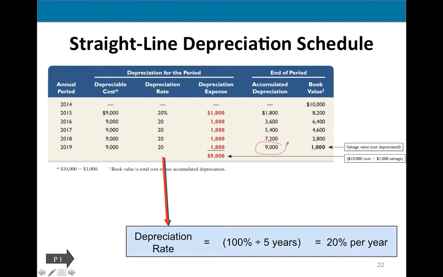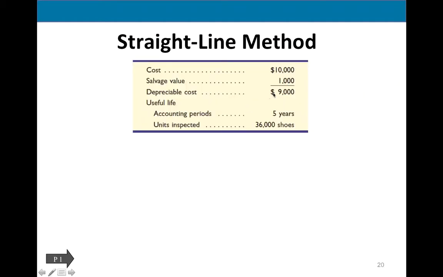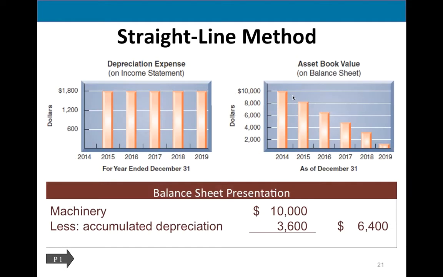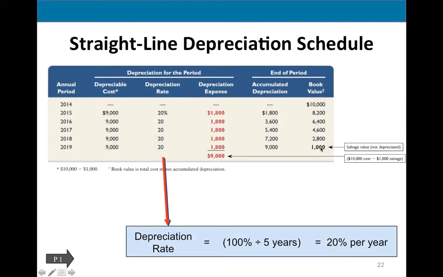At the end of the life, remember this, it should make sense. Accumulated depreciation must be equal to depreciable amount. So at the end of life, accumulated depreciation is the same as depreciable amount or depreciable cost. And another check figure, the book value must be equal to salvage value. It cannot fall below it. So again, what's book value? It's your initial cost minus accumulated depreciation. At the end of life, it's your cost, 10,000, minus accumulated depreciation that gives you the book value.